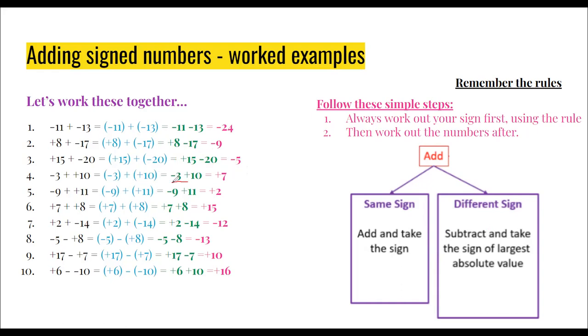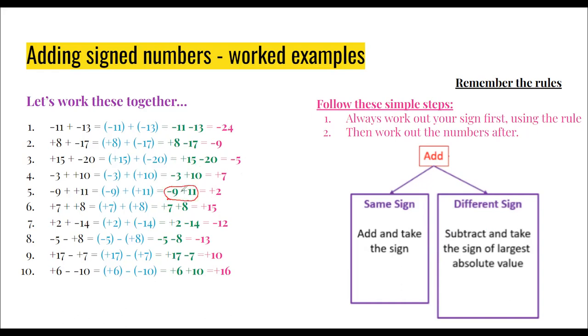So next, -3 plus 10. Same signs or different signs? Different signs. And which is larger between the 3 and the 10? The 10. So we are going to keep which sign? The plus sign. And then we're going to subtract 3 from 10, and that's going to give us 7. So our answer is +7. Do you get the hang of it? Yes, sir.